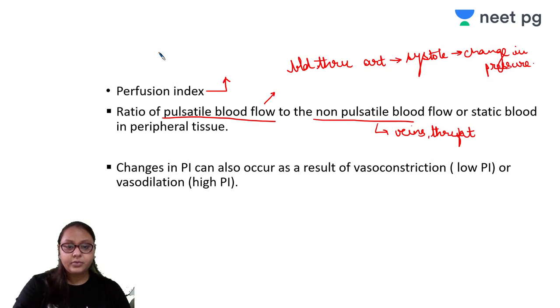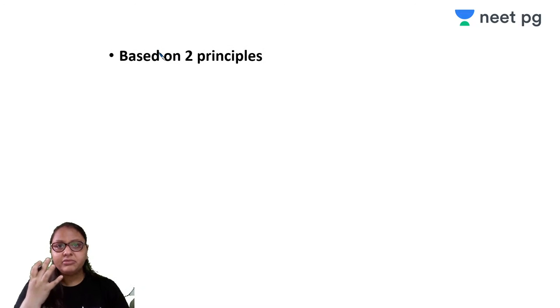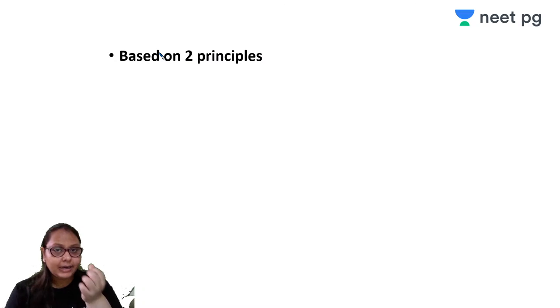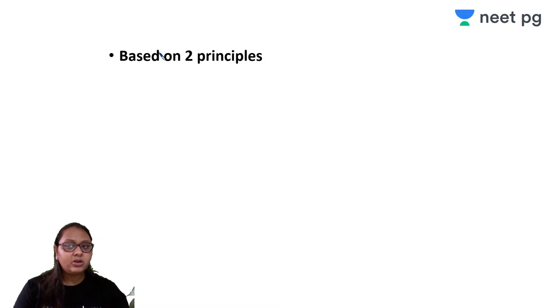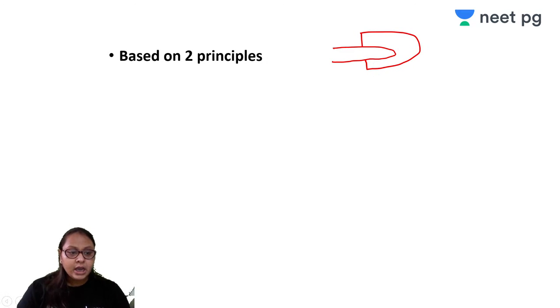Now, basically, how does this pulse oximeter work? You have seen the pulse oximeter, it is placed against the tip of the finger. It has a red light. So how does this pulse oximeter actually work? Now, imagine this is a finger. Around this, the pulse oximeter is placed. You will have seen there is a light here.